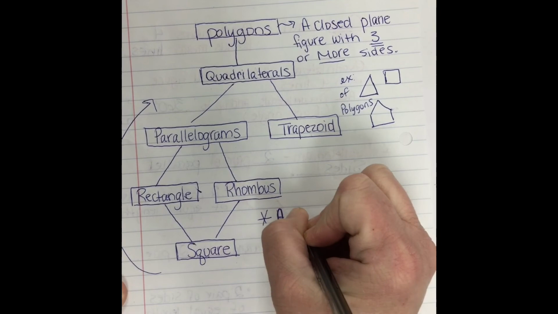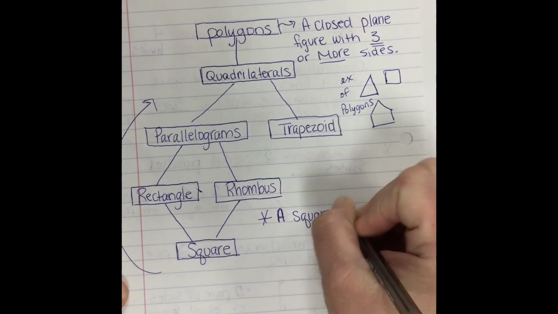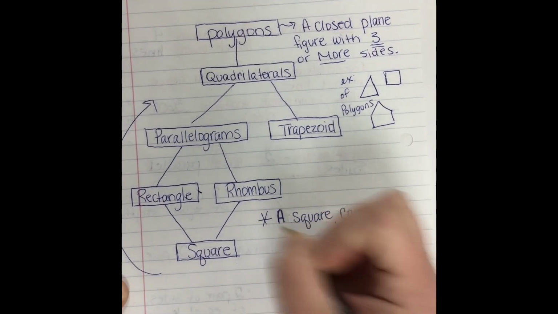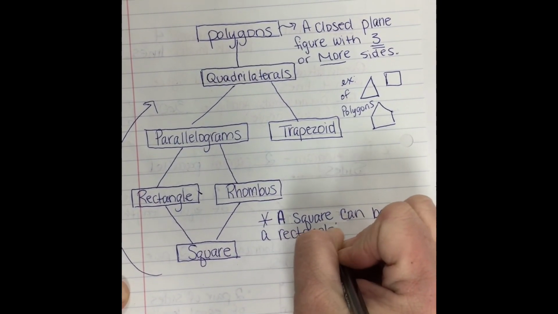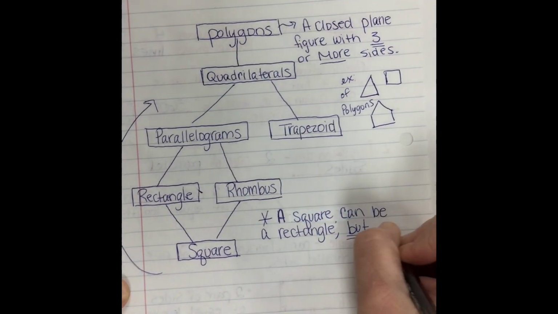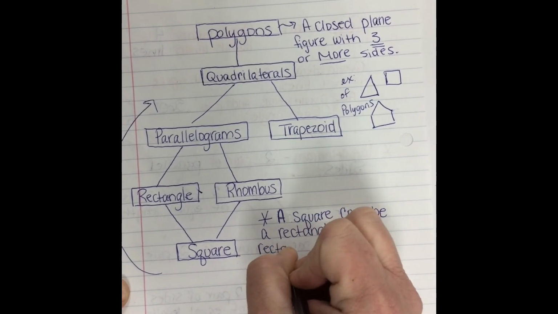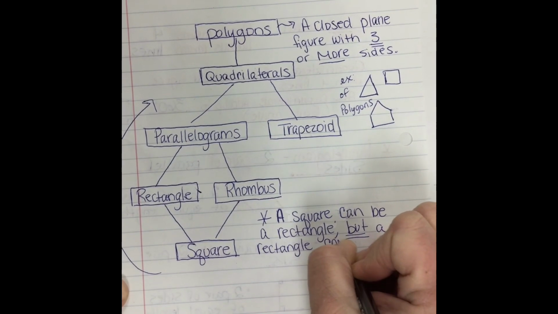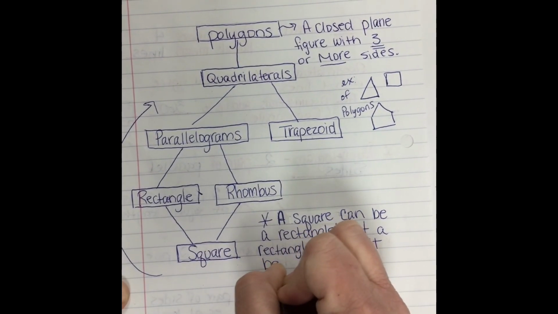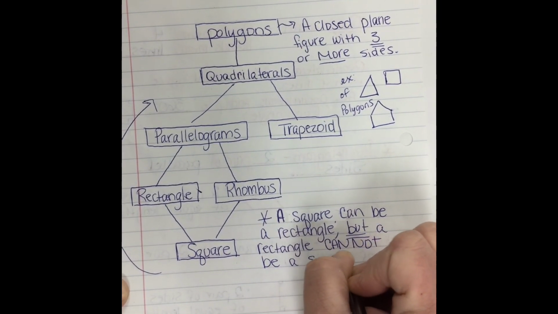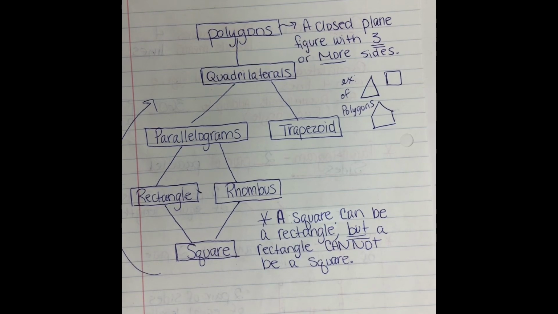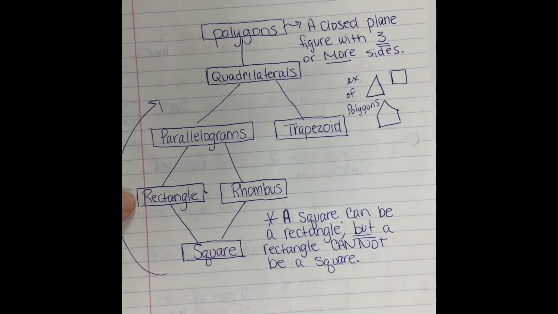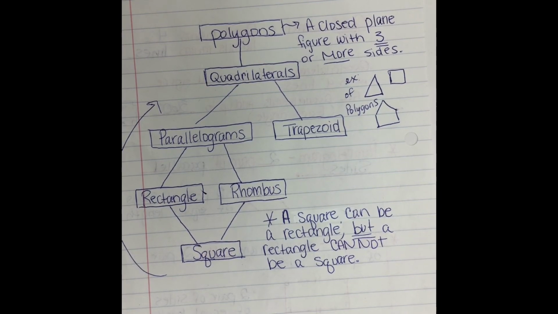Okay. A square can be classified as a rectangle, but a rectangle cannot be a square. Okay, a square can be a rectangle, but a rectangle cannot be a square. Okay, because a rectangle does not have four congruent sides. It has opposite sides congruent, but not four sides congruent. Okay, all right.